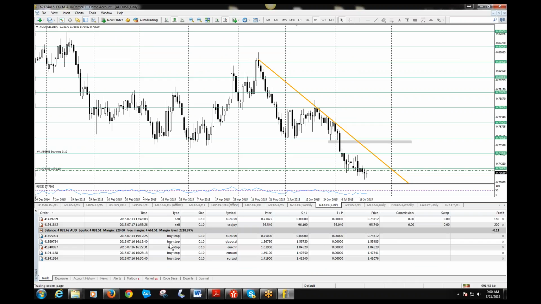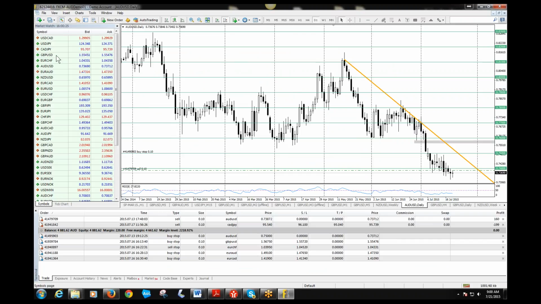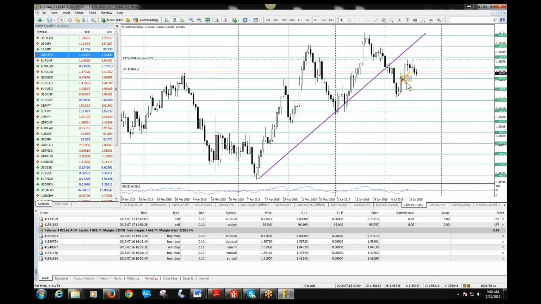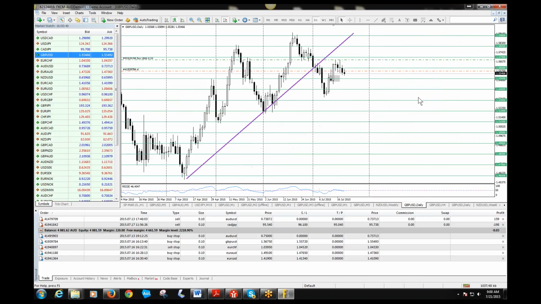Pound dollar, we had a buy stop, and that was a few days ago. So let's go back here. Let's go to pound dollar. Oh, this has marks all over it. Let's clean this up. Delete. Okay, pound dollar, we had a buy stop here or here. That was what, 4 days ago? Yeah, so pound dollar was right here. That was our buy stop.